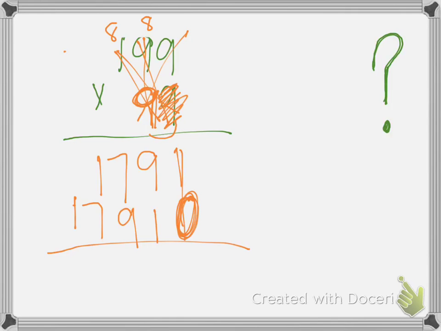Add them up. 1 plus 0 is 1. 9 plus 1 is 10. Drop my 0, carry my 1. 9 plus 7 plus 1 would give me 17. Drop my 7, carry my 1. 7 plus 1 plus 1 would give me 9 and my 1. So my answer should have been 19,701.